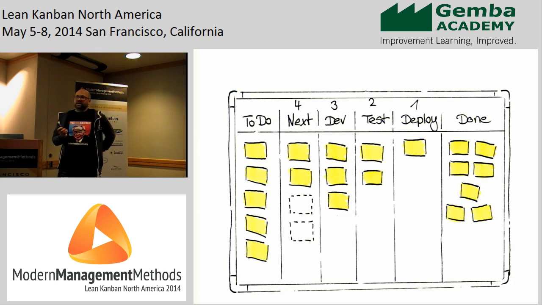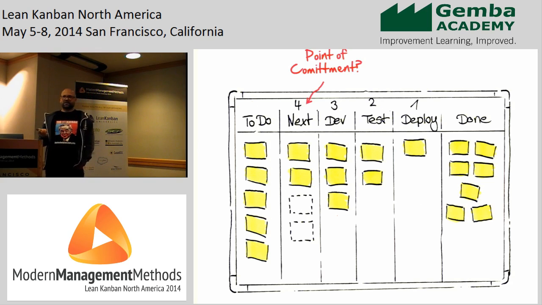But the team might think, no, our point of commitment is here. It's not before an item enters our next queue that we make a commitment. So our to-do column, you could also call it backlog, is just a parking lot, and we put stuff in there, but we do not commit on anything in the to-do column. But if you have different opinions about where the point of commitment is, you have a problem in your organization for sure.